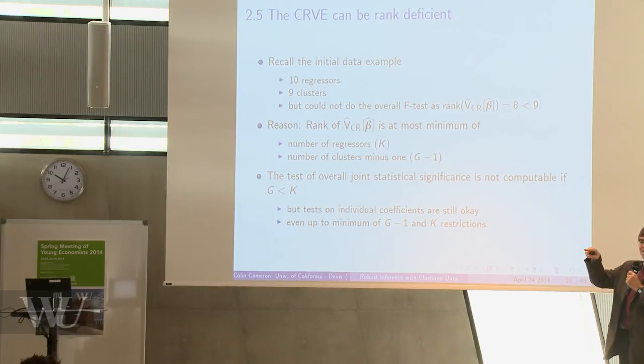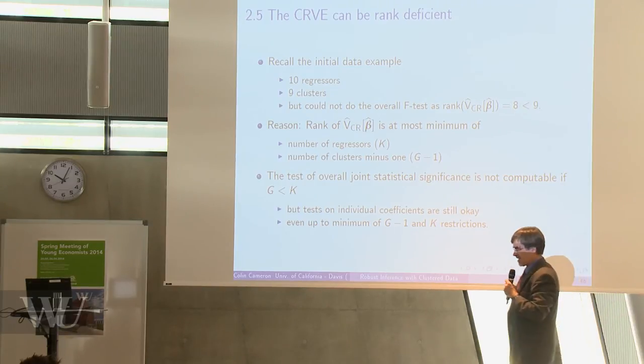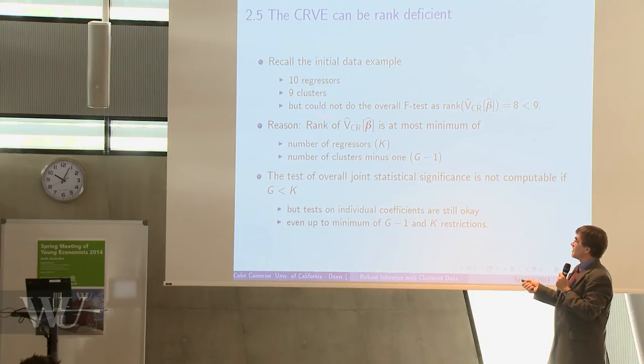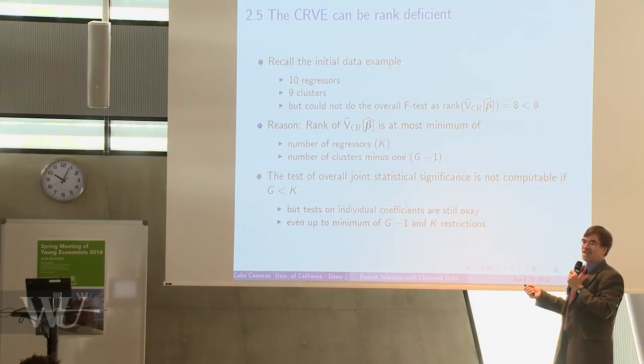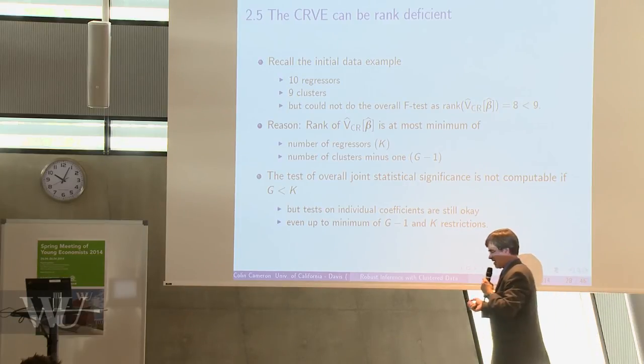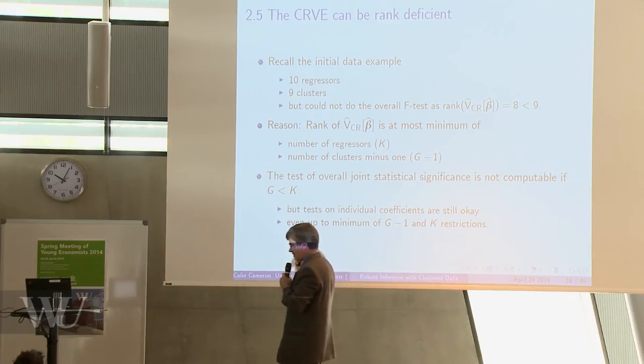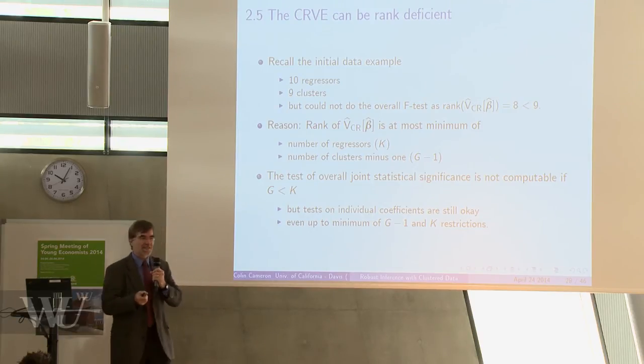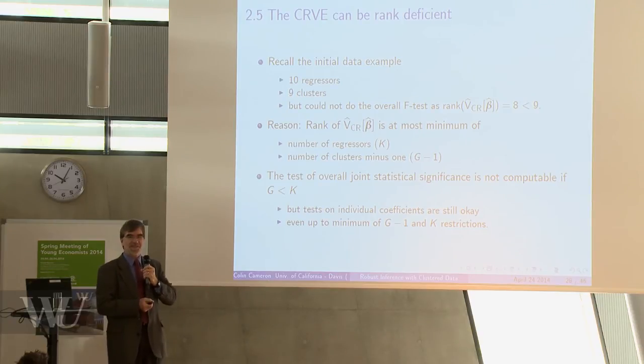And the bottom line is that if you see that the F test can't be done, right? Then as long as you're in this situation, you're fine. Actually, in that previous example, the rank was 8. You can actually test 8 restrictions. You just can't test 9 restrictions. Okay.